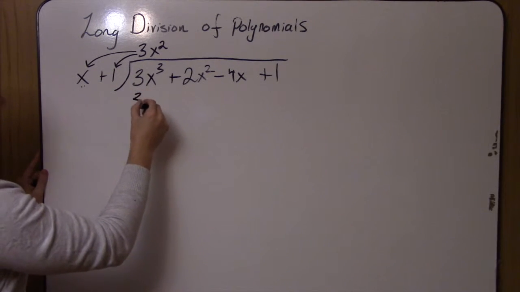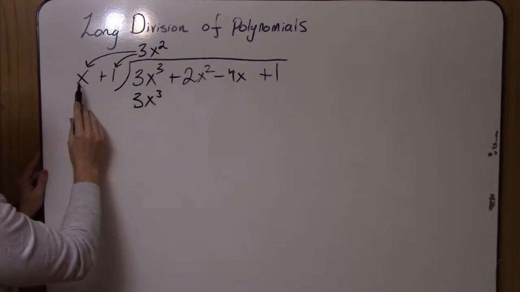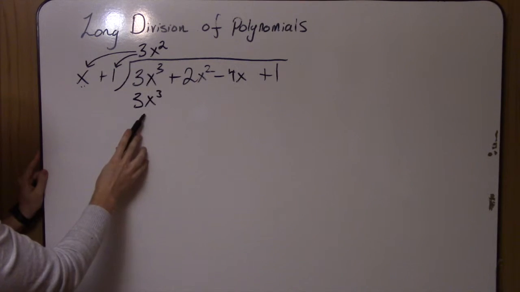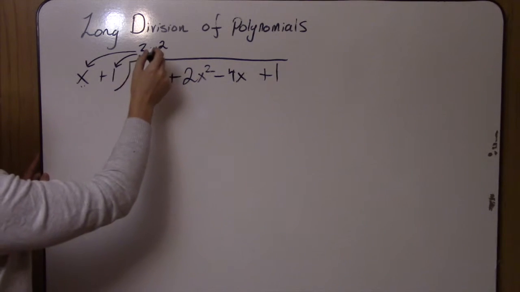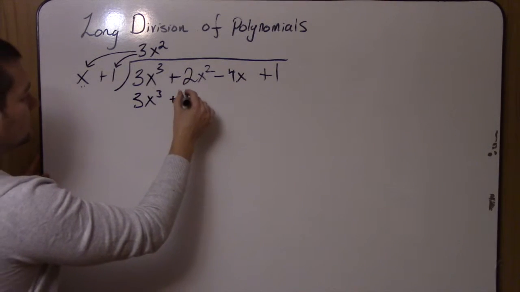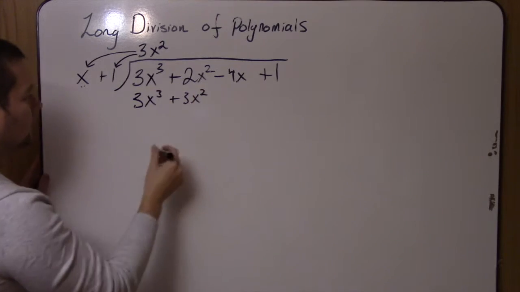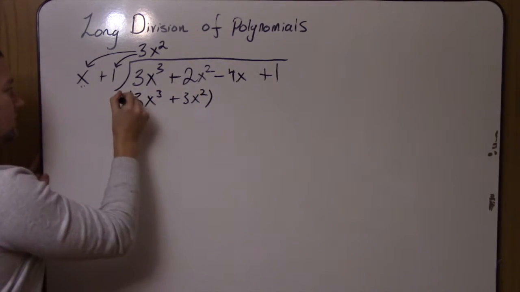So I get, down here I should get the exact same thing for that first one, 3x squared times x is 3x cubed, as I get for that, because you want those to cancel. And then I multiply these two, so that's plus 3x squared. And then what I do is I subtract those.